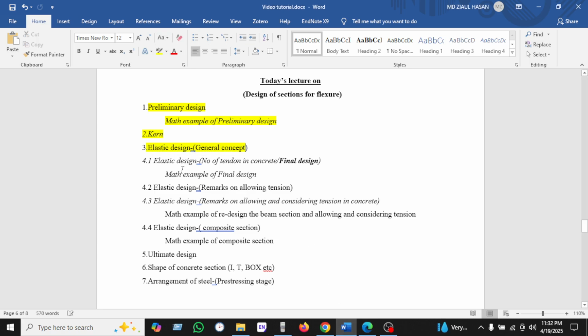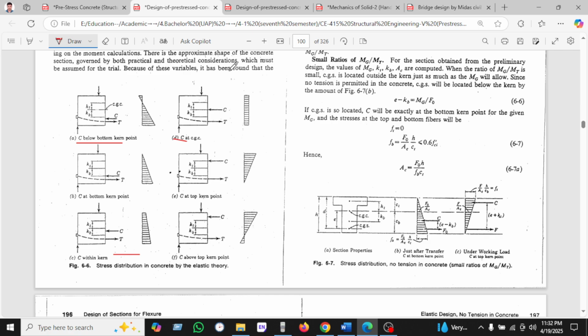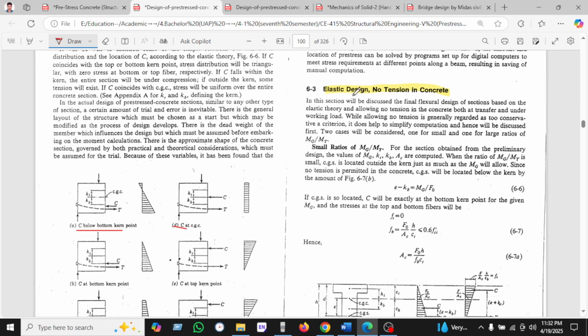So it is completed. Now we'll see the elastic design, no tension in concrete, or final design, and a math example. Okay, so let's see. This is the elastic design with no tension in concrete. In this section we will discuss the final flexural design. This is the final flexural design section based on the elastic theory and allowing no tension in the concrete, both at transfer and under the working load.